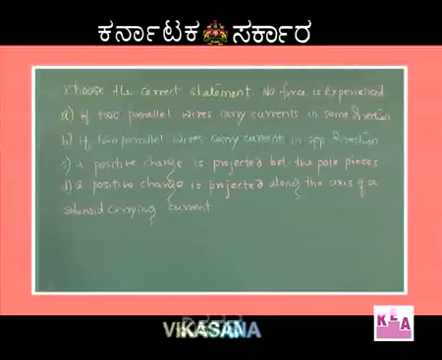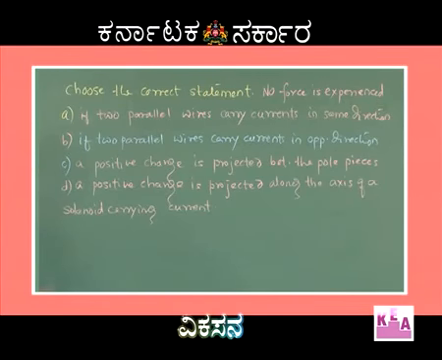Let us read the problem. Choose the correct statement. No force is experienced, first option, if two parallel wires carry currents in the same direction. Second, if two parallel wires carry currents in the opposite direction. Third, a positive charge is projected between the pole pieces, say magnetic pole pieces. And fourth, a positive charge is projected along the axis of a solenoid carrying the current. Now, let us go in detail about all those options.